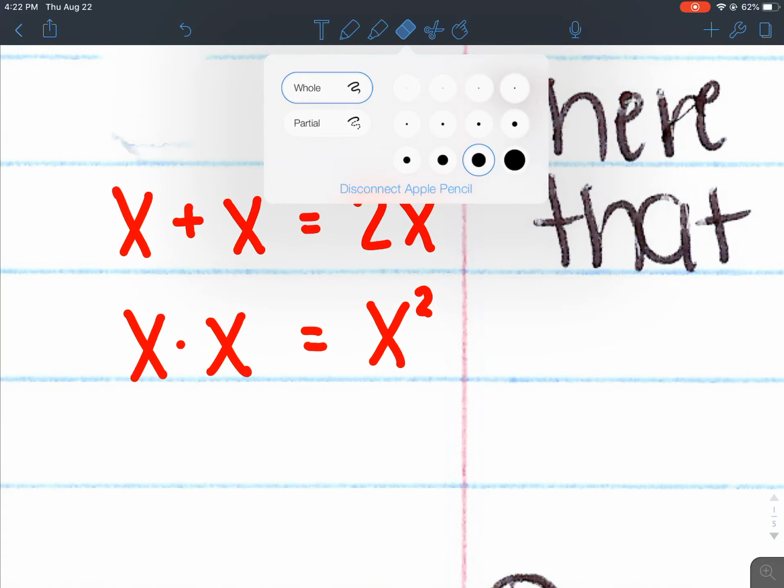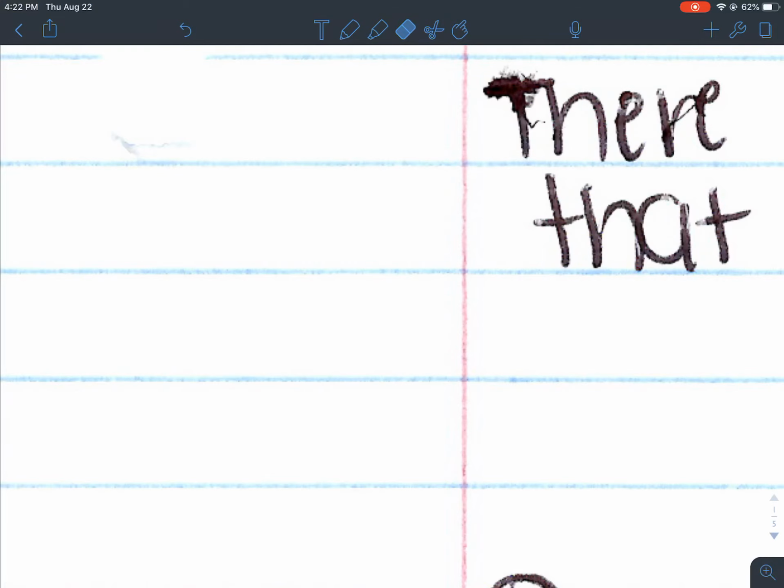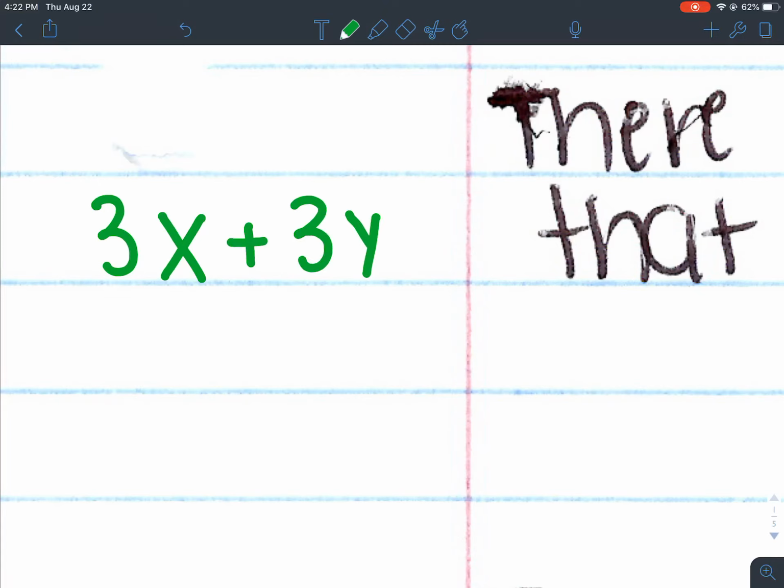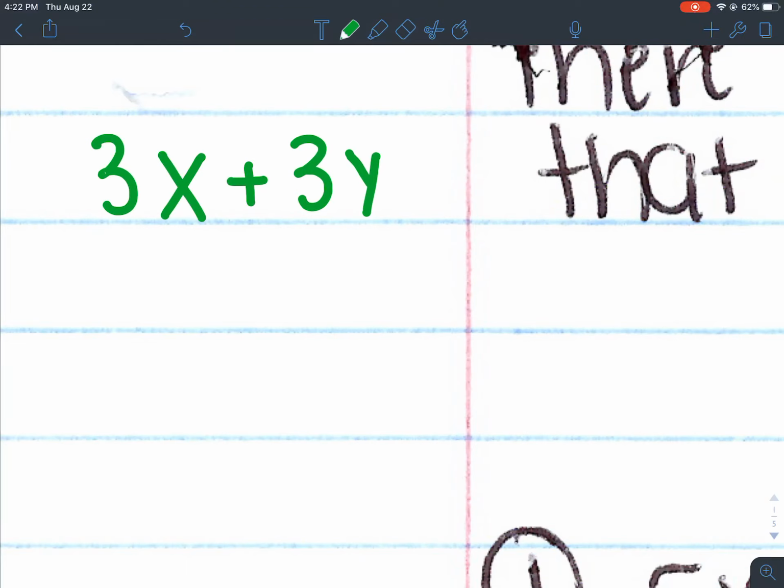Now, what are you allowed to add? You're only allowed to add like terms. So for example, 3x plus 3y, I can't add those. So this would be my final expression, right? Because I can't actually add them. Because I don't know what x is and I don't know what y is, so I can't just add them. However, multiplication, you can pretty much multiply anything. So if I have 3x times 3y, I can multiply that. I'm allowed to do that.